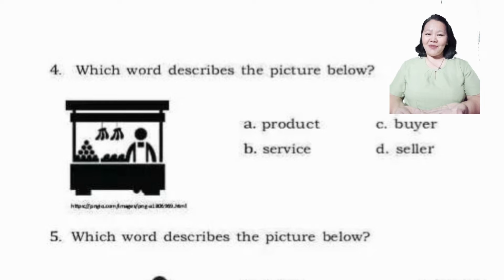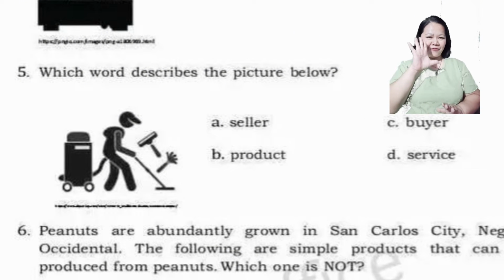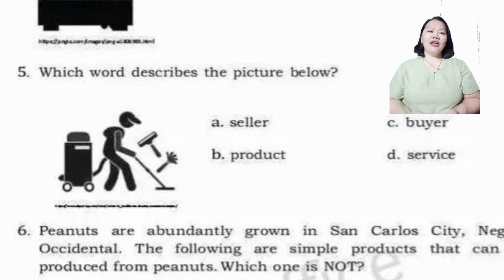And for number 4, which word describes the picture below? A. Products, B. Service, C. Buyer, D. Seller. And your answer is letter D. Seller. Alright. For number 5, which word describes the picture below? A. Seller, B. Product, C. Buyer, D. Service. And your answer is letter D. That's right.